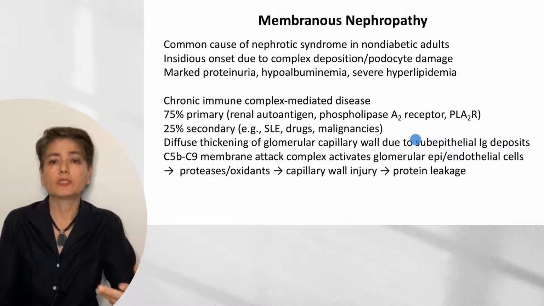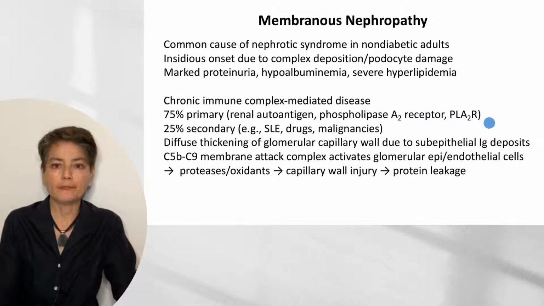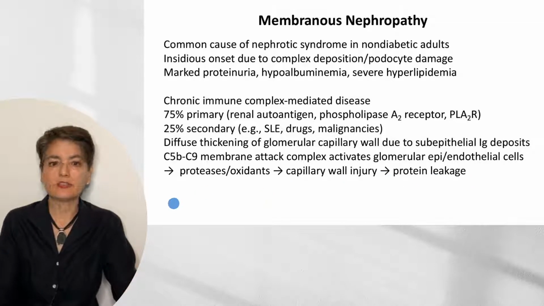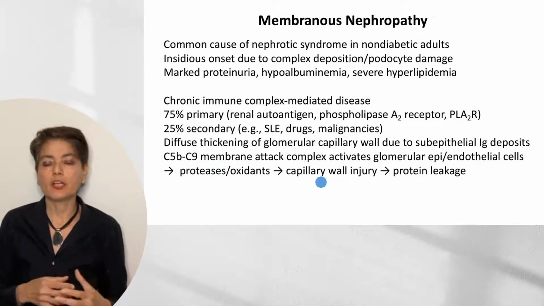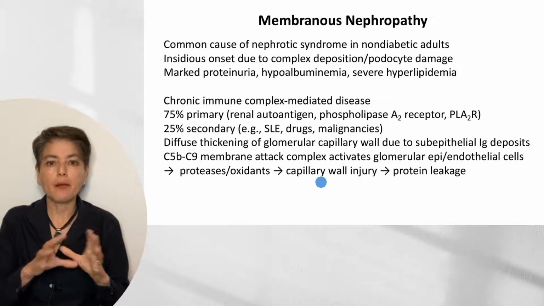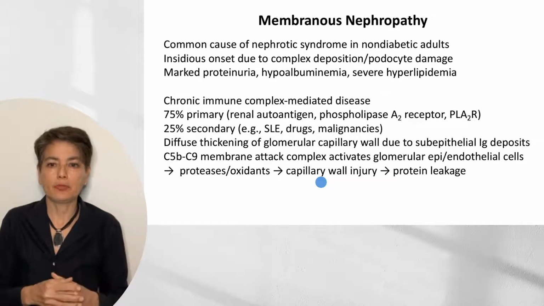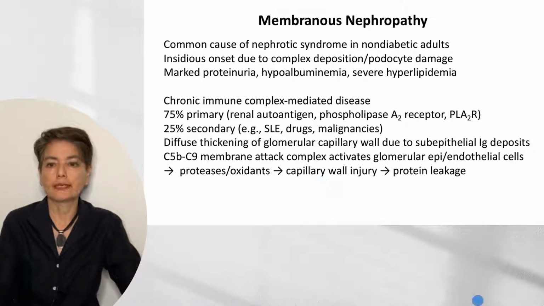So if you have a patient who is diagnosed with membranous nephropathy, you need to figure out why they have this disease. You need to be able to rule out the drugs so that you can discontinue a medication if that's the cause. You don't want to miss an occult malignancy, and we can do tests to see if we have PLA2R. Because of these depositions, we're going to get diffuse thickening of the glomerular capillary wall because of these subepithelial immunoglobulin deposits. And we don't know the exact mechanism, but it's thought that the C5b-C9 membrane attack complex is going to activate the glomerular epithelial and endothelial cells to begin pumping out proteases and oxidants, leading to capillary wall injury, therefore protein leakage.